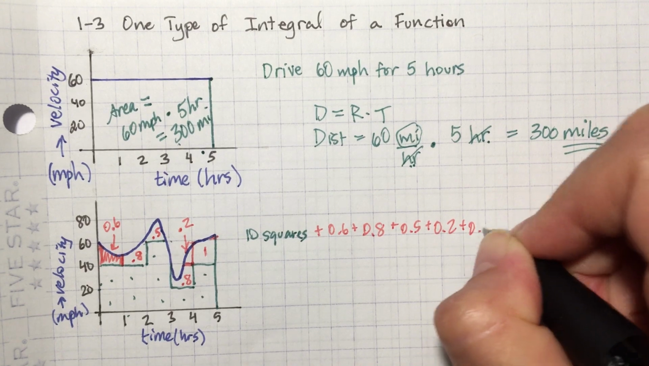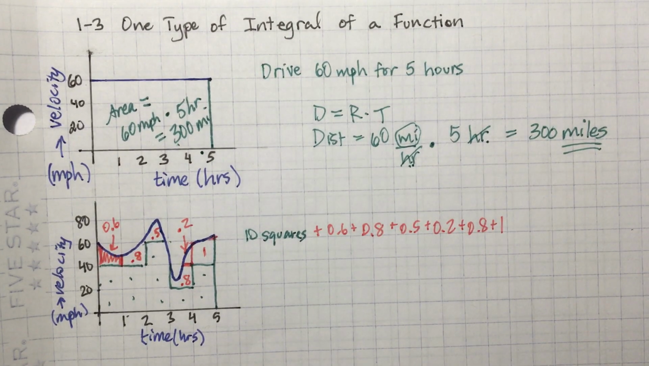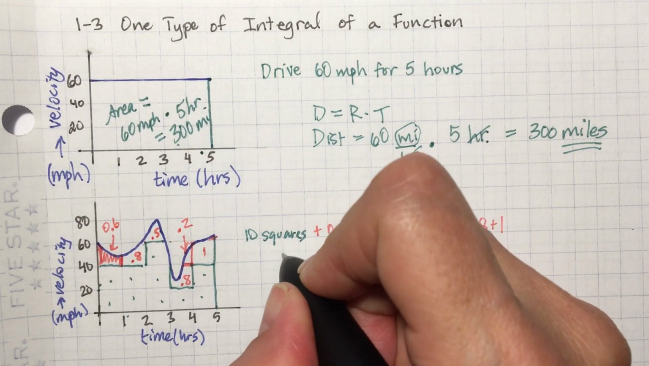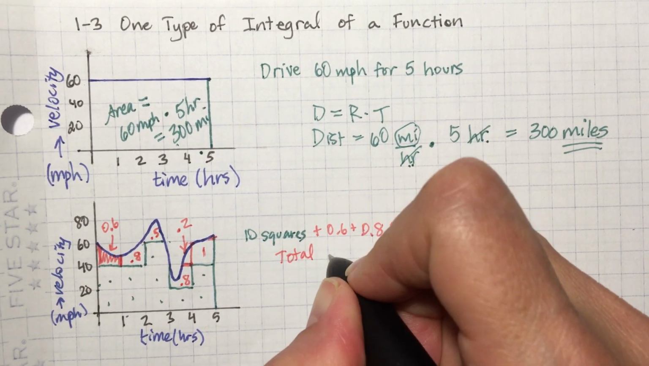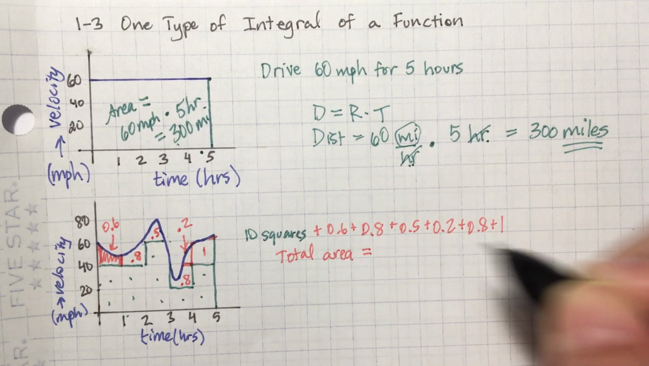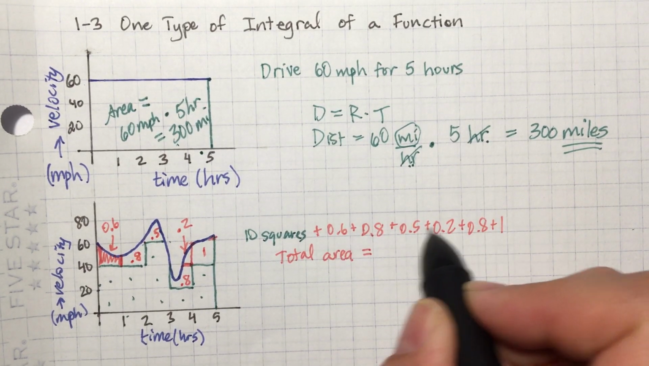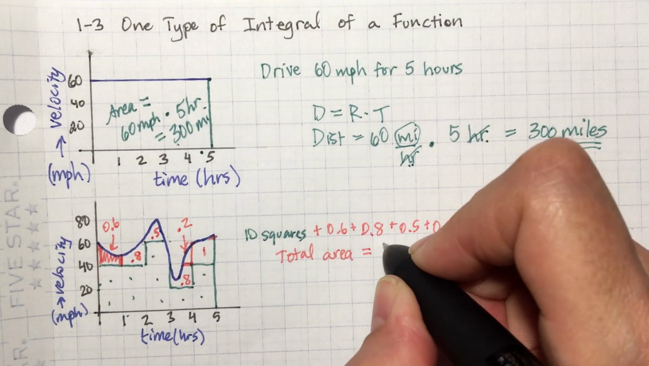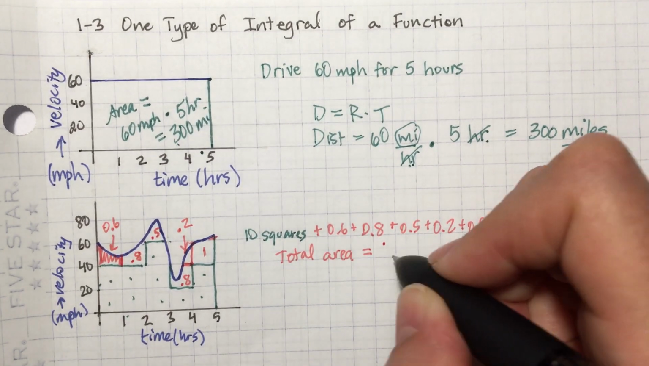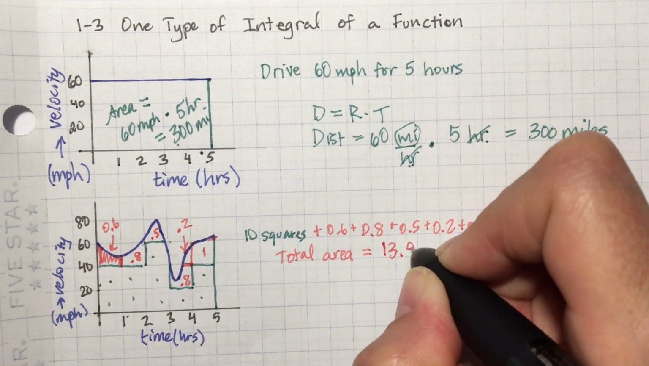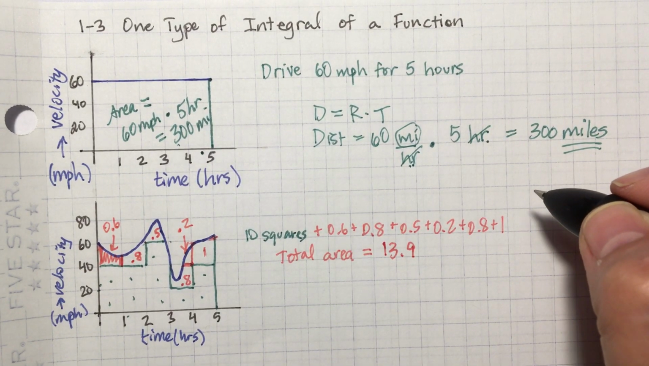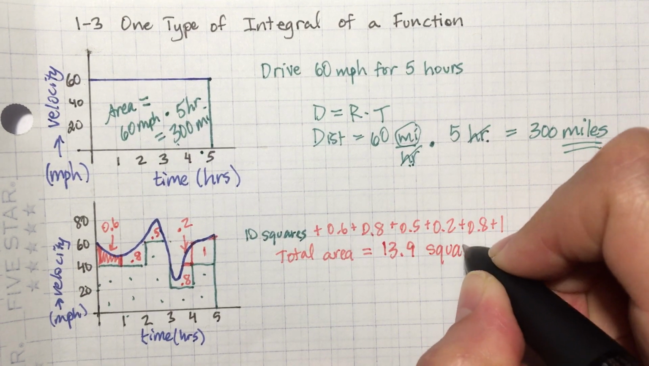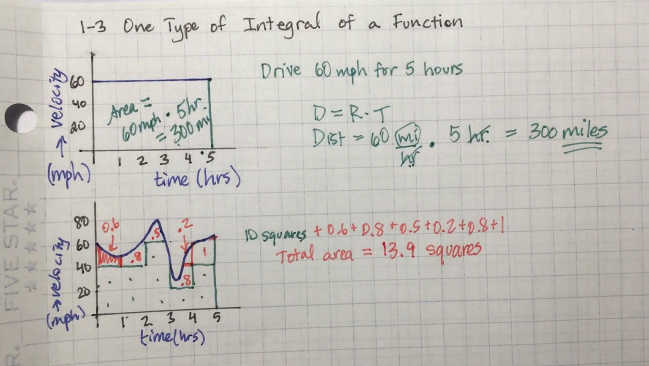So we have our 10 squares plus our 0.6 plus our 0.8 plus our 0.5 plus the 0.2 plus the 0.8 plus the 1. And I wouldn't expect you to write all that out necessarily, but that's fine. So our total area is, let's see, here's 1, 2, 3.4, 13.9. Did I count right? I don't know if I counted right. Let's say I did. Oh, please say I did. So we have, but that's squares, right?